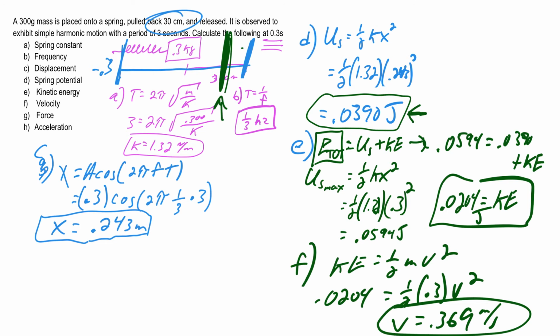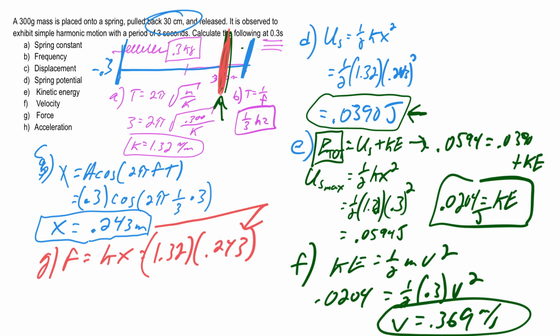Okay, letter G, we're now looking for the force. Again, at the same position right here, right? So the force is equal to kx. Okay, and then we just found the x, and we just found the k. So 1.32 times 0.243. So we just use that x that we found earlier. So 1.32 times 0.243 equals a force max of 0.32 newtons.